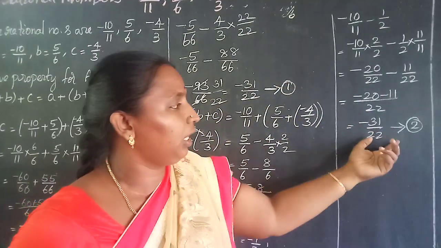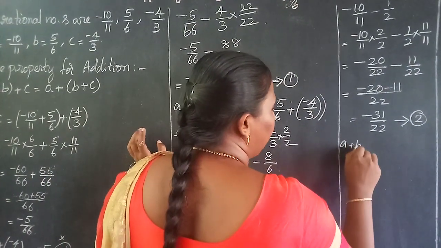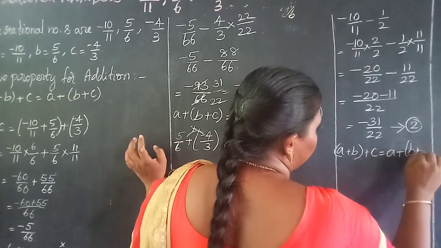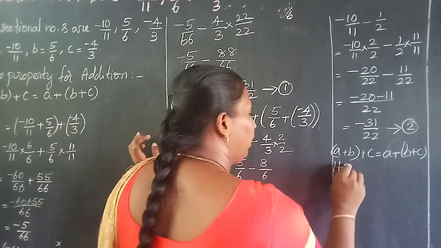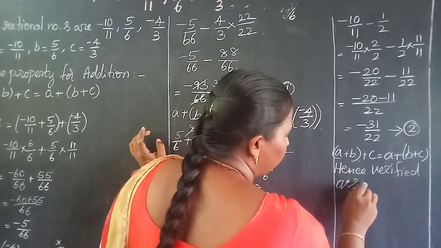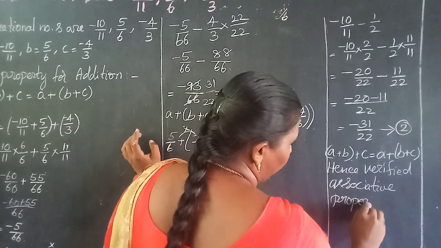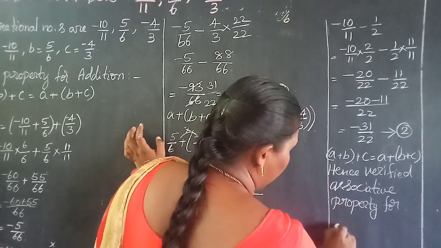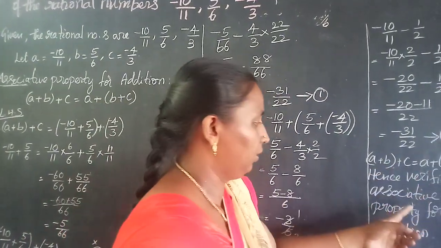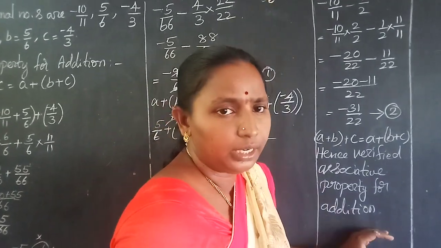Observe equation number 1 and 2. You got the same answer. So hence (A plus B) plus C equal to A plus (B plus C). Write the last step: hence verified. What property is this? Associative property for addition. So both are equal. Then we verified that the associative property is satisfied for addition in rational numbers.